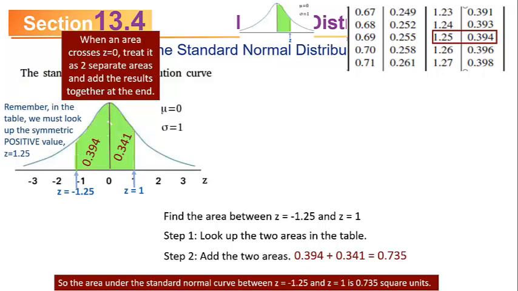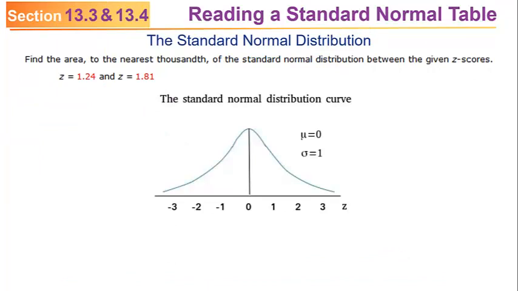It's almost like playing a game. You've got to figure out how to handle those areas in different situations. How about this one? We want to find the area to the nearest thousandths between z equal 1.24 and z equal 1.81. If you sketch it out, you'll see that it's the area that doesn't touch z equals 0. This is the first one that didn't either include or touch z equals 0.